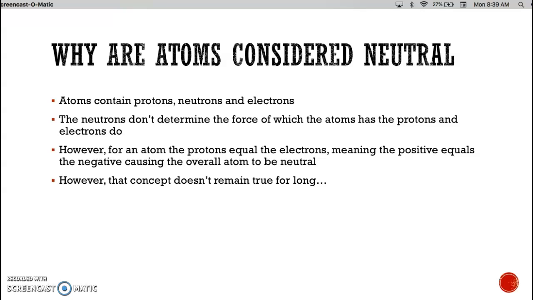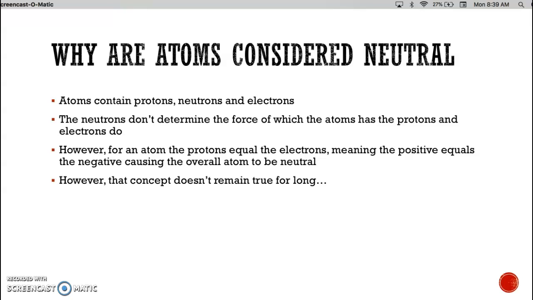So let's get started. Our learning target is I can differentiate ions from atoms. And our do now question is why atoms are considered neutral. Well, we need to remember that atoms contain protons, neutrons, and electrons. The protons and neutrons are in the nucleus, while the electrons are in the orbitals around the nucleus.